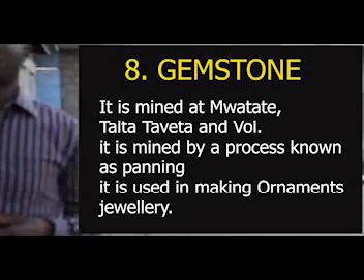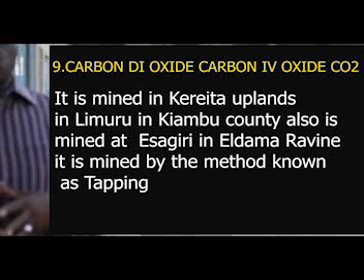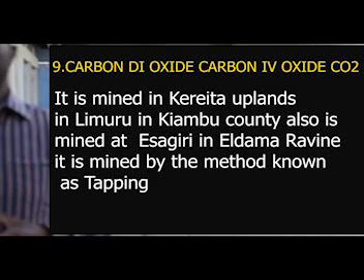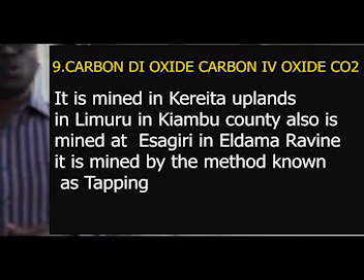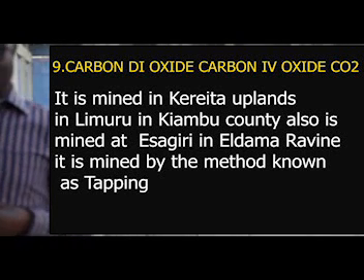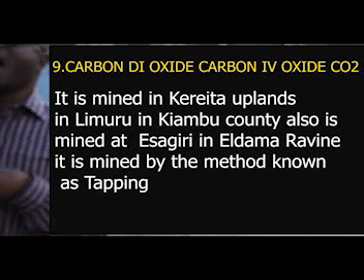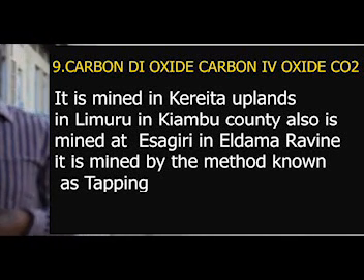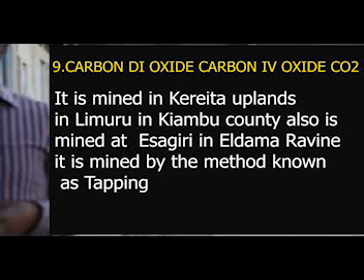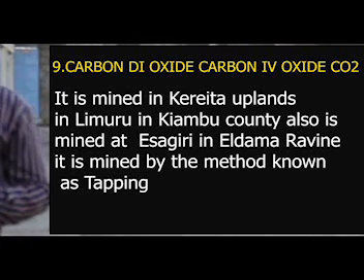My dear pupils, allow me to talk about carbon dioxide. Nowadays it is known as carbon 4 oxide. In symbolic writing, it's written as CO2, which means combination of carbon and oxygen. Now, carbon dioxide or carbon 4 oxide is mined in Kenya at Kereita, in uplands, in Limuru, in Kiambu County. It is also mined at Esageri, Eldama Ravine. Now, carbon dioxide, or rather carbon 4 oxide, is mined through a method known as tapping.